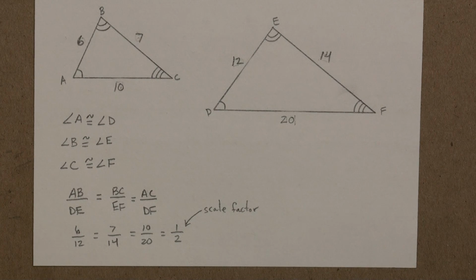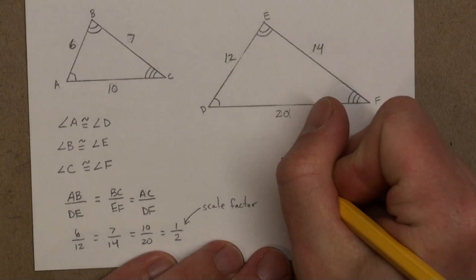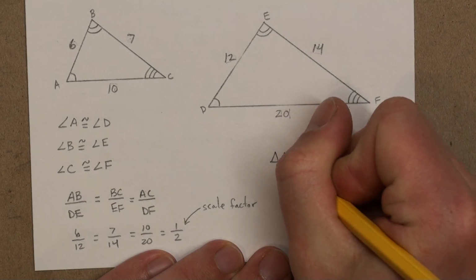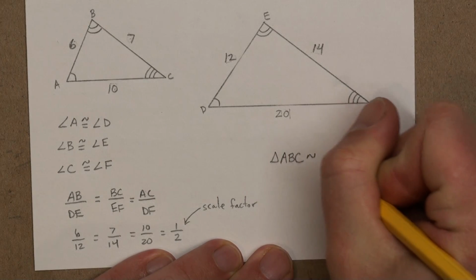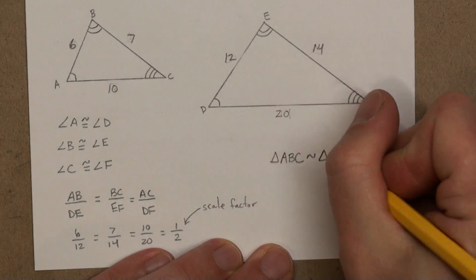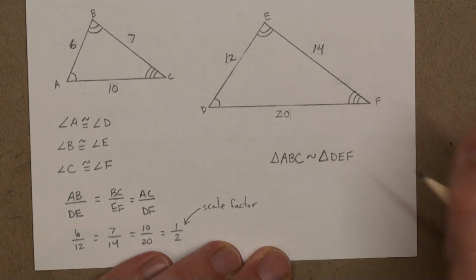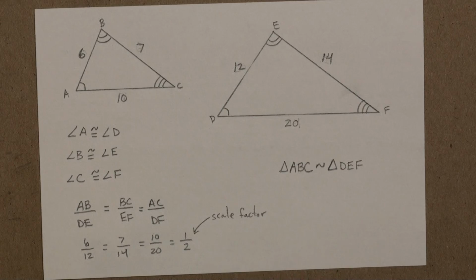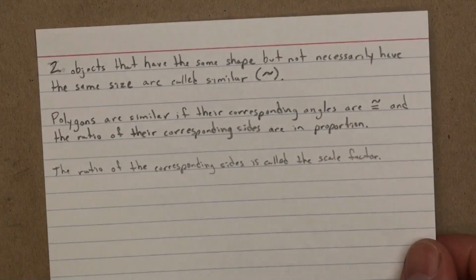Okay, let me just see if there's anything else that's really important. So let's just write over here that triangle ABC is similar to triangle DEF. Okay? And that's plenty of info for that card. All right, that's a good start for similar triangles. Now, in the next card, we're going to start talking about how to prove triangles are similar. Just like there were methods for proving triangles congruent, there are methods for proving triangles similar.